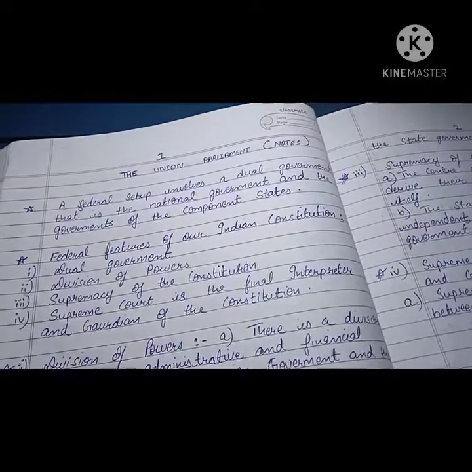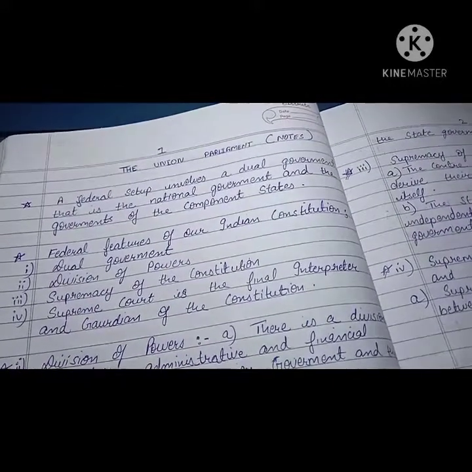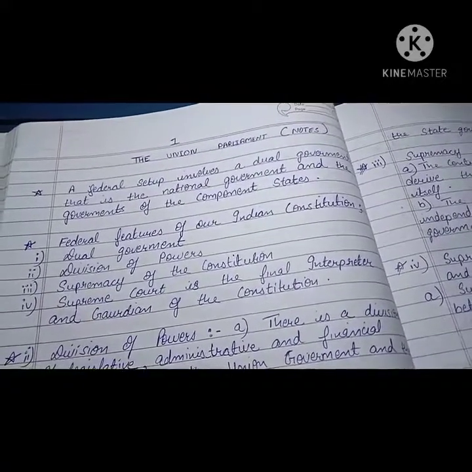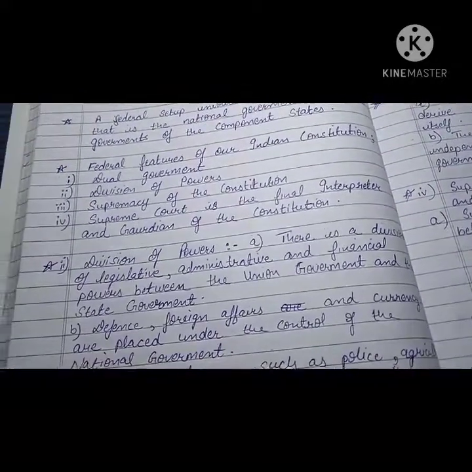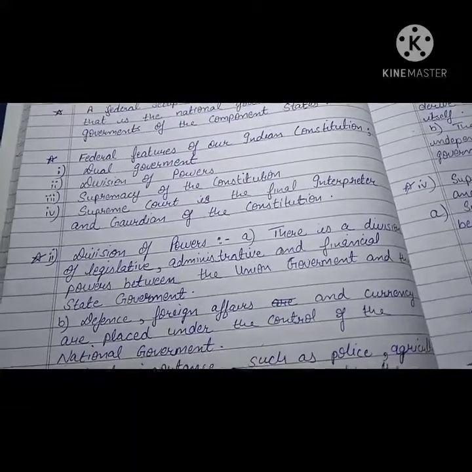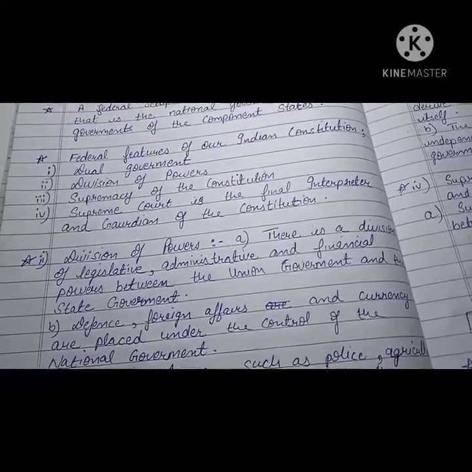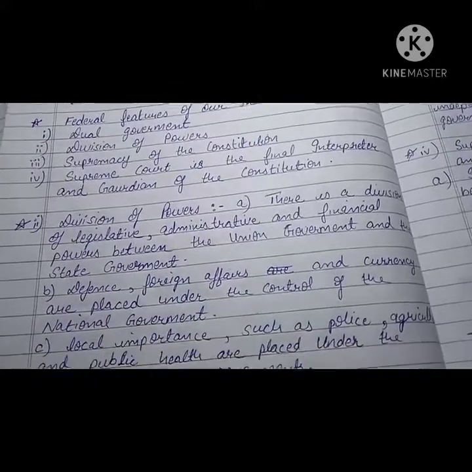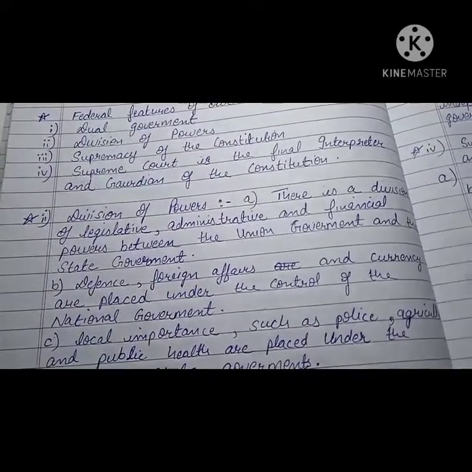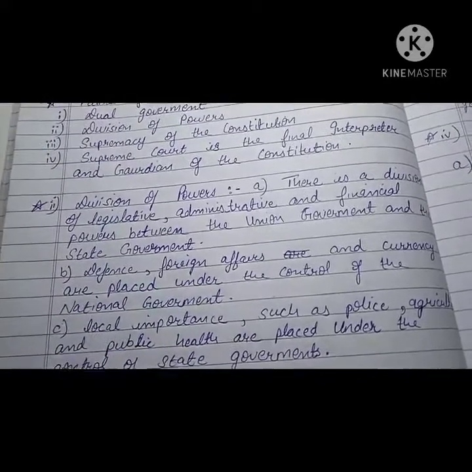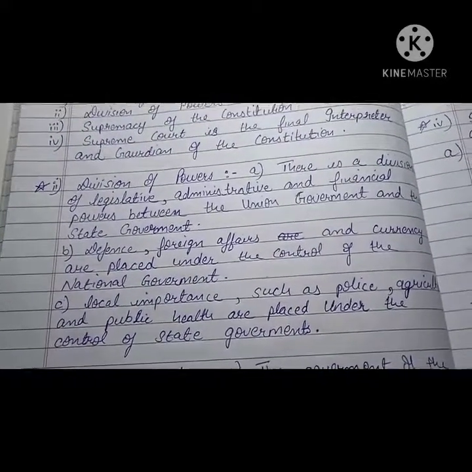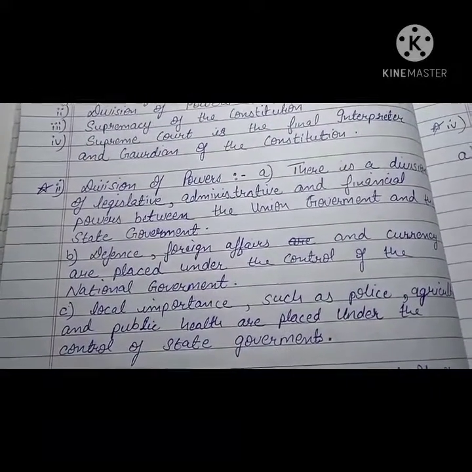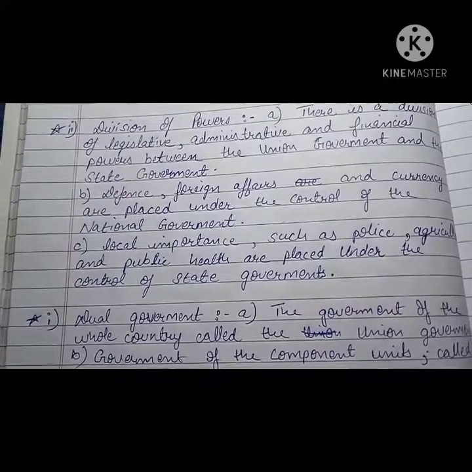Federal features of the Indian Constitution: dual government, division of powers, supremacy of the constitution. Supreme Court is the final interpreter and the guardian of the constitution. Division of powers. There is a division of legislative, administrative, and financial powers between the Union Parliament, Union Government, and the state government. Defense, foreign affairs, and currency are placed under the control of the national government. Subjects of local importance such as police, agriculture, and public health are placed under the control of the state government.